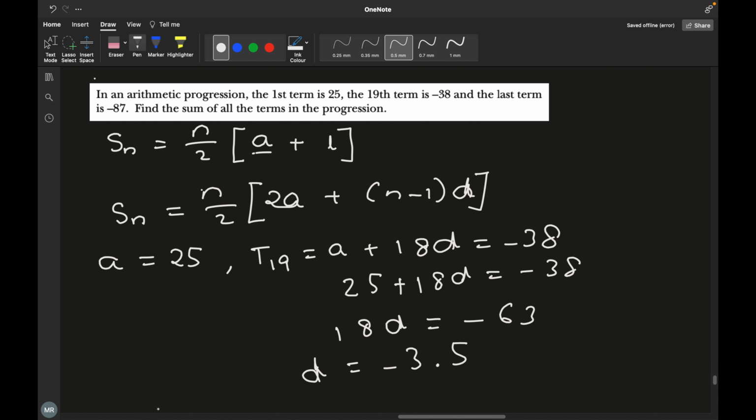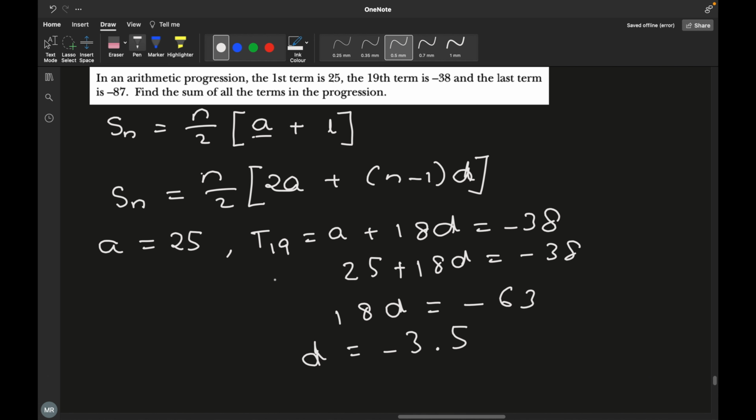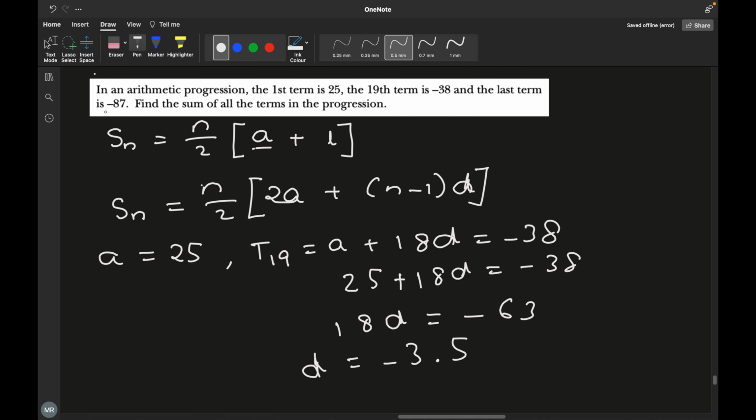So we know that the nth term is a plus n minus 1 d, right? So therefore, if the last term is minus 87, we can write minus 87 is 25 plus n minus 1 into minus 3.5. And if we rearrange the equation, we get the value of n. So first let's do that. Let's see how much we get. We get n is 33.